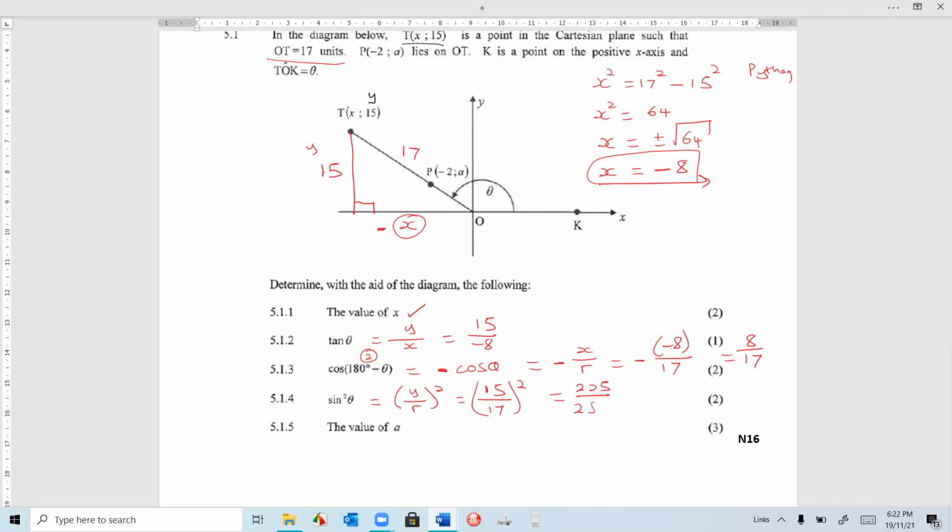Yes, sir. 0.77, sir. Okay, we don't want to go to S to D because the question will say use your diagram and not a calculator. Oh, okay, sir. So did you get 17 squared to be 289? Yes, sir. All right, well done.